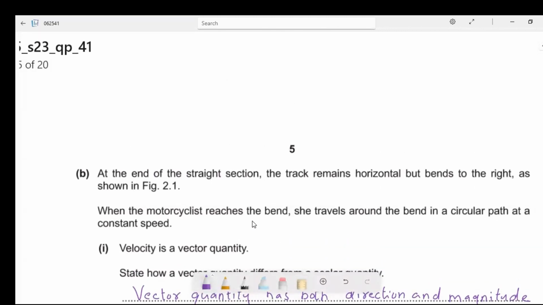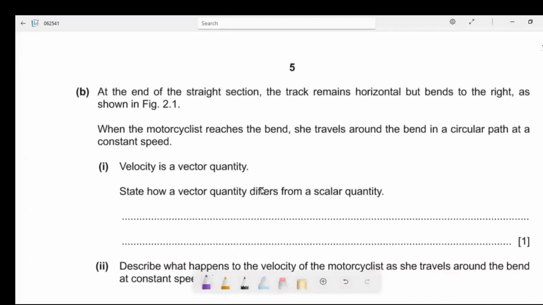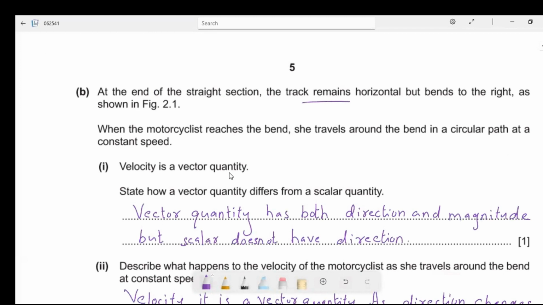At the end of the section, the track remains horizontal but bends to the right. So we have seen there, he is traveling in a straight line, then bending towards right. When the motorcyclist reaches the bend, she travels around the bend in a circular path at a constant speed. So here she is traveling in a circular path with a constant speed.